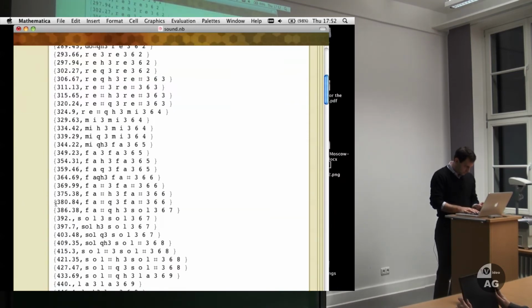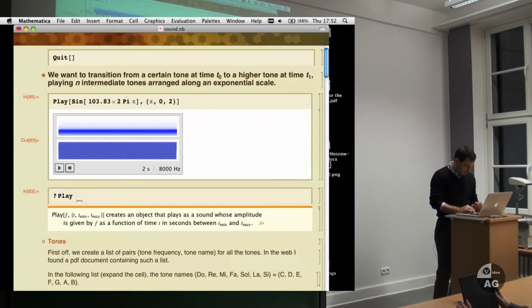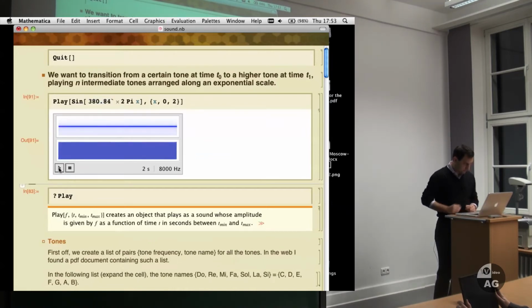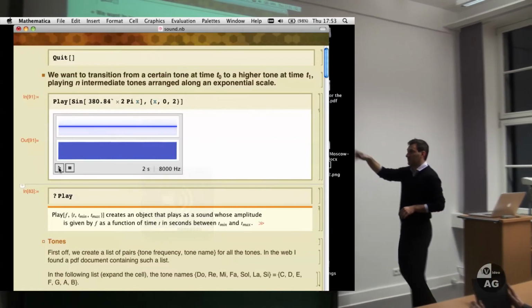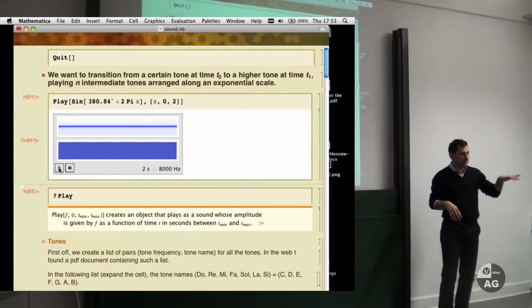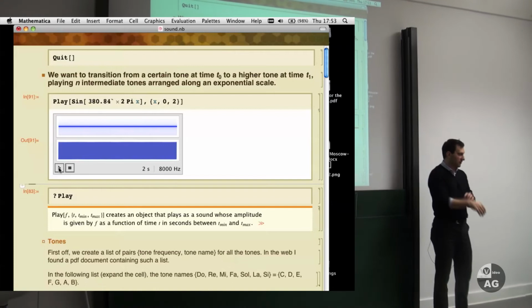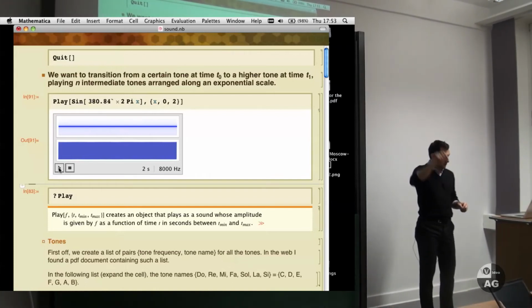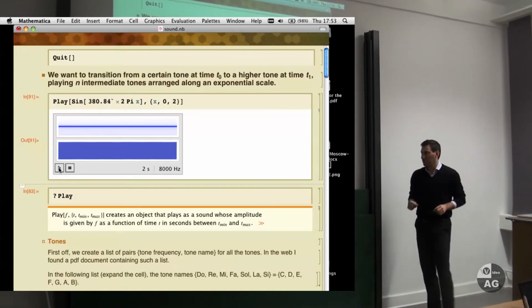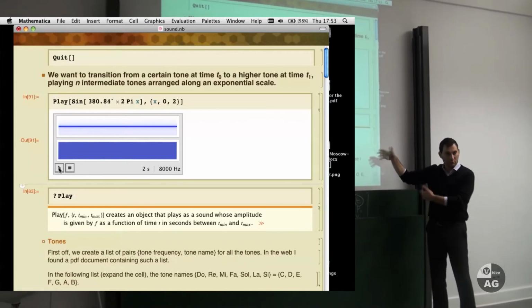Let's take something. So this is a fa of the 3rd octave. We should be able to hear this. Here we go. Okay, and I created all this application starting from a certain frequency and arriving to another frequency, and I was connecting them with an exponential function. And I will show how to do all of this.